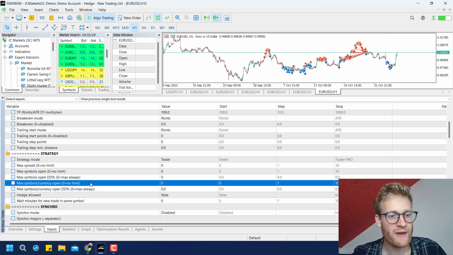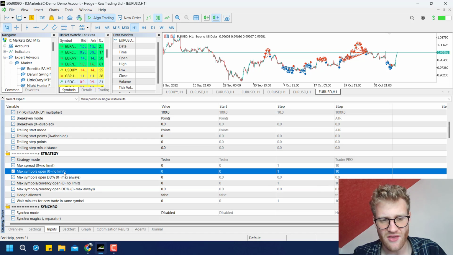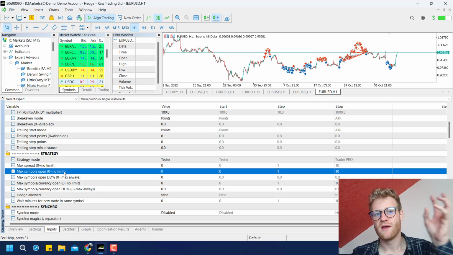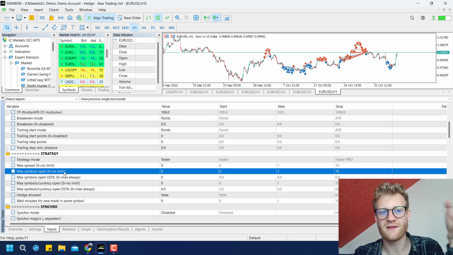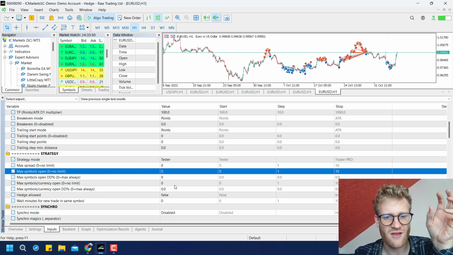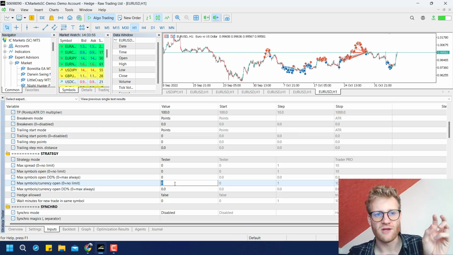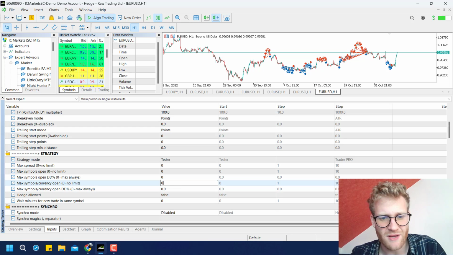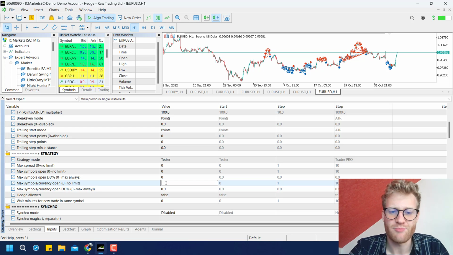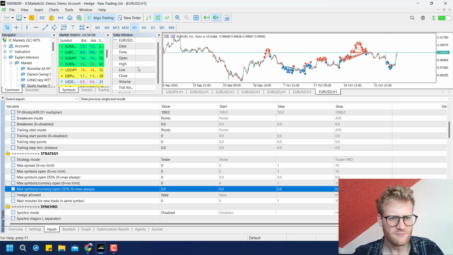Then we can say how many symbols, currencies we have open at maximum. I believe that this means symbols like USD, Japanese yen, Australian dollar, Euro, US dollar. And this is, I believe, only the USD part. So if we have Euro USD and USD Japanese yen, this would be 2 times USD. And if we have something like this, we would not open another USD pair. I think it works like this. And this is the same thing for the drawdown.